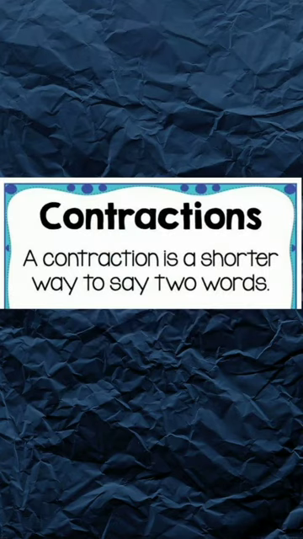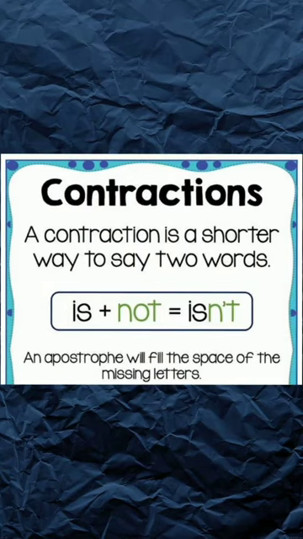What are contractions, children? Yes, a contraction is a shorter way to say two words. Okay, let's take an example. Is plus not becomes isn't. Here you put an apostrophe between N and T, and the letter O is dropped. The apostrophe fills the space of the missing letters. Okay, children, I hope it's clear to you. I'll show you some more examples.